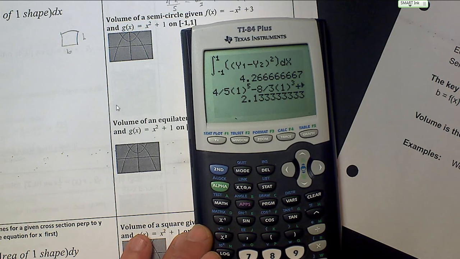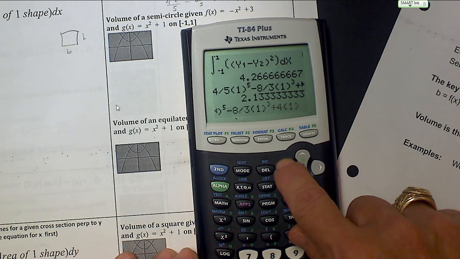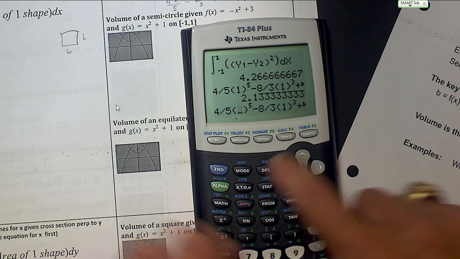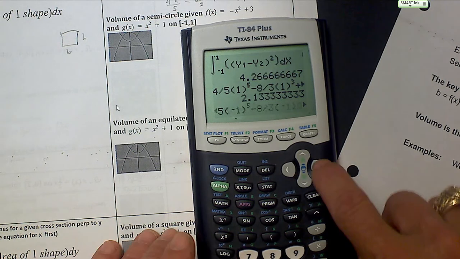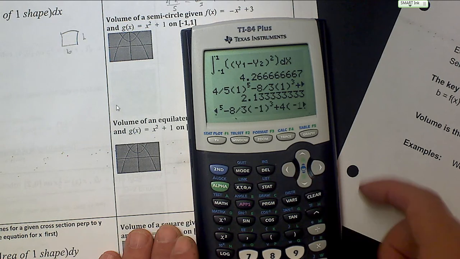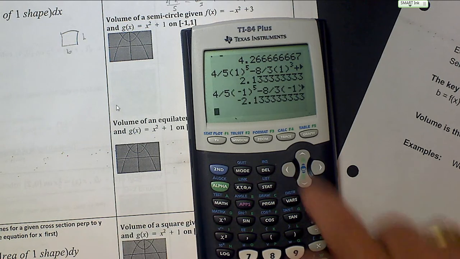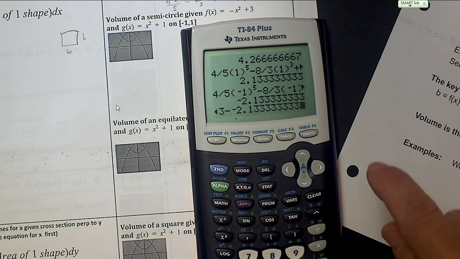The second one would be 4/5. I'm just going to do it this way. Second, insert negative. So that one minus that one. 4.26.